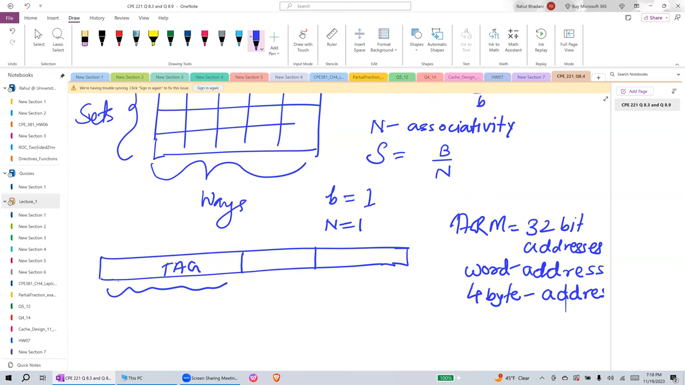Then after that, we have the set offset, and then the block offset. This is generally 0, 0 in the beginning, or you can also call it the byte offset, and we don't have to worry about that in this case.